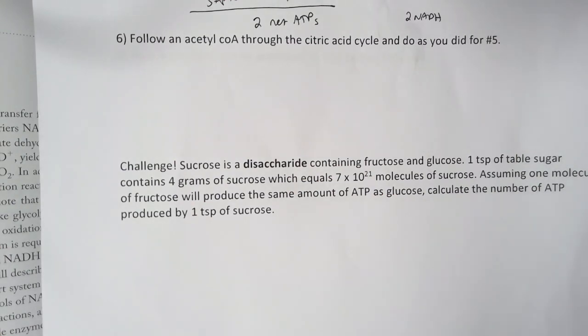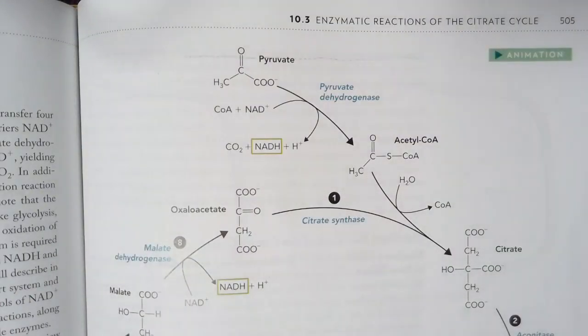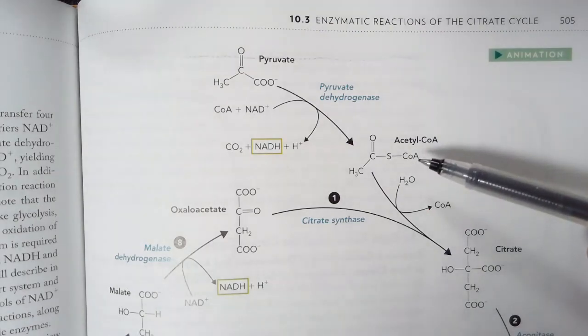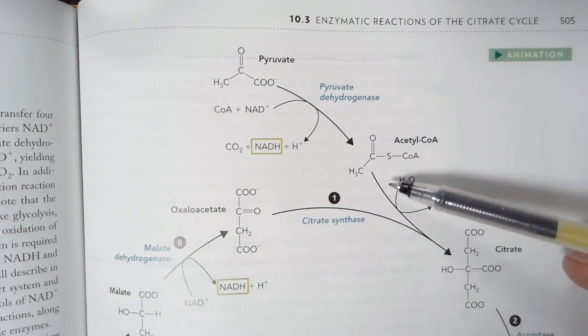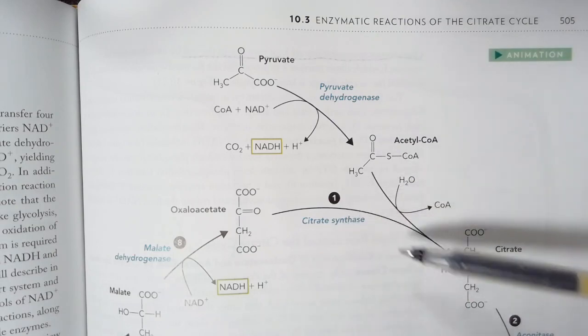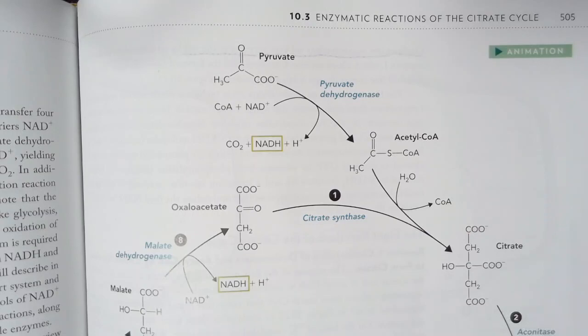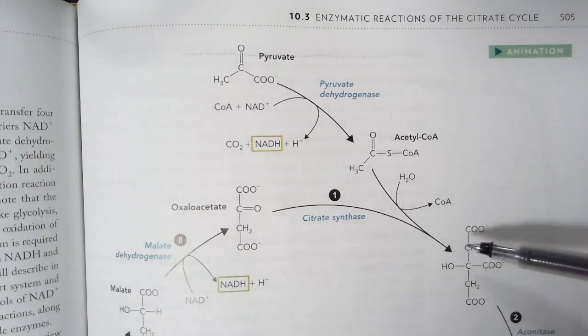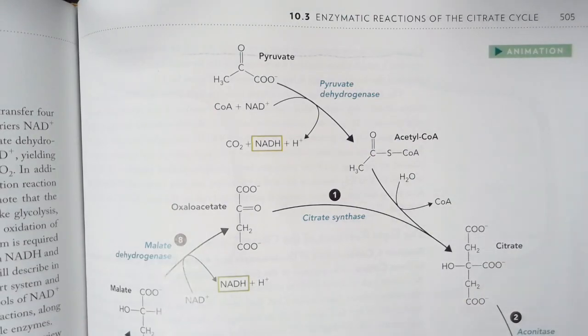Number 6 says to follow an acetyl-CoA through the citric acid cycle and do as you did for number 5. So I have a citric acid cycle image here from a textbook I own, and here's the acetyl-CoA. It enters the citric acid cycle, step 1, gets converted into citrate. Since number 5 said to indicate whether ATP or NADH is produced or consumed in each step, well, first step, no ATP, no NADH, so nothing to do there.